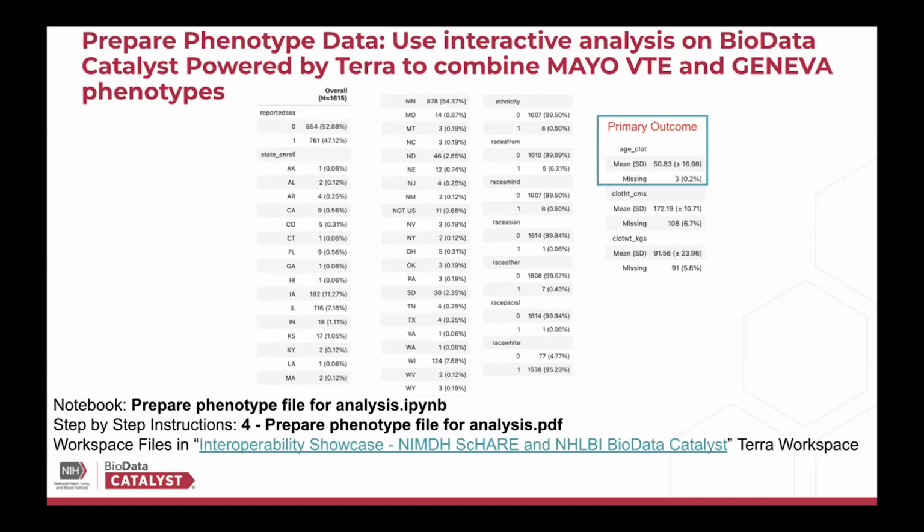The primary outcome for this study is age clot, with the age at time of blood clot, with a mean of 50.83 years, plus or minus 16.98 years, missing 3 people. This is the notebook prepared phenotype file for analysis.